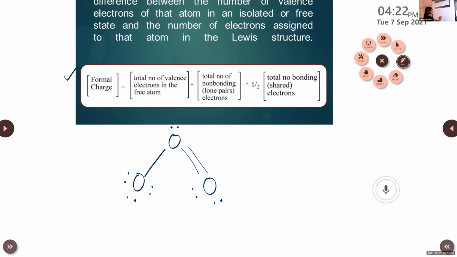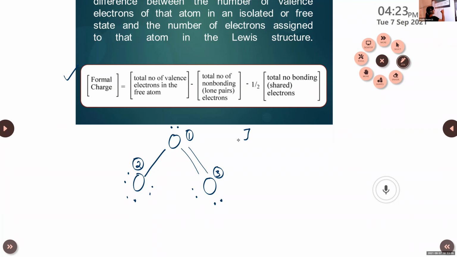This is the Lewis structure of ozone. So we can number each oxygen atom. This is the first oxygen atom, then here it is the second one, here it is the third one. Then we are going to find out the formal charge of each oxygen atom.